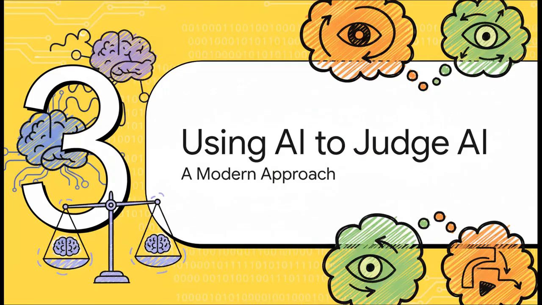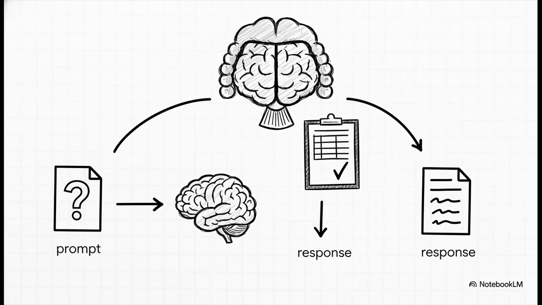Okay, so since the simple stuff has its limits, let's level up to something way more sophisticated. This is a really modern technique that's become super popular, using AI to judge other AI. The core idea is kind of brilliant, really. You take a beast of a model, like a GPT-4, and you basically give it a new job description. You're a judge now.